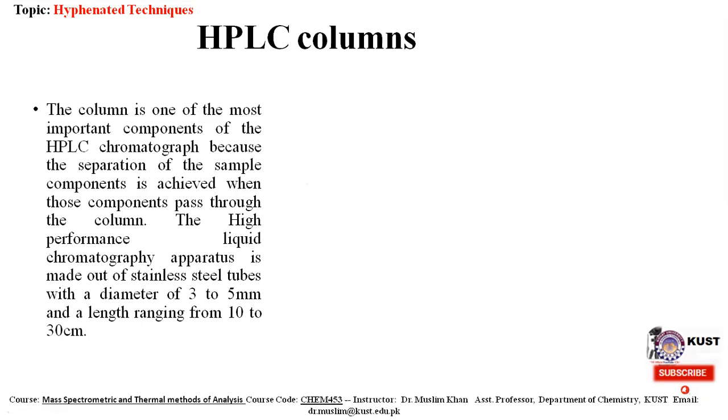Coming to the column of the HPLC system, the column is one of the most important components of HPLC chromatography, because the separation of the sample components is achieved when these components pass through the column. The high performance liquid chromatography column is made out of stainless steel tubes with a diameter of 3 to 5 millimeters and a length ranging from 10 to 30 centimeters.